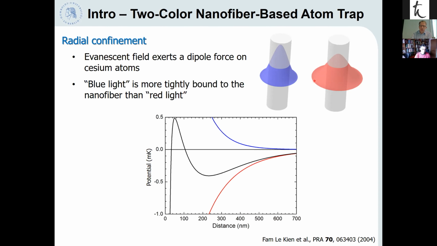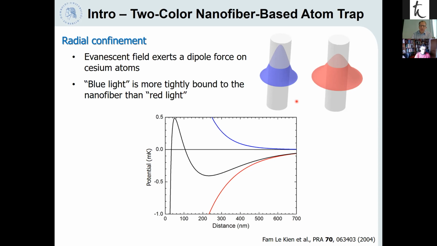that an atom which approaches the nanofiber will first see the attractive red light and then the repulsive blue light, allows us to realize, combining the two light fields and choosing the detunings and powers appropriately, to combine the attractive force of the red and the repulsive force of the blue, such that we reach a minimum of potential energy for the atoms at a distance of 200 to 300 nanometers from the nanofiber surface. So this shows that it's possible to have stable radial confinement of the atoms, so as a function of distance from the nanofiber surface, but we can actually confine the atoms in all three spatial dimensions.